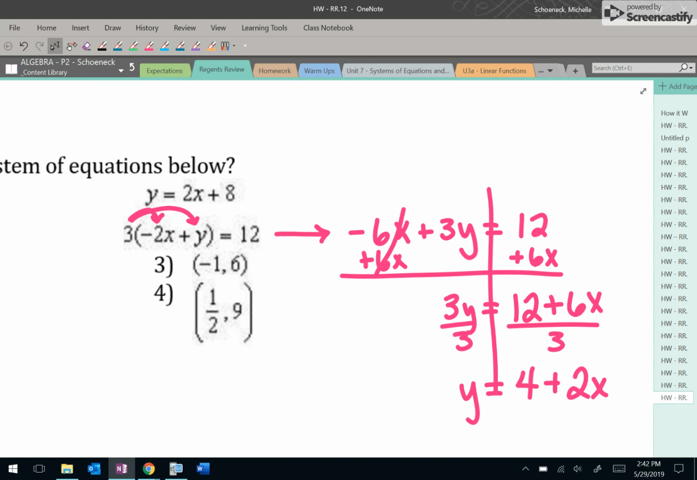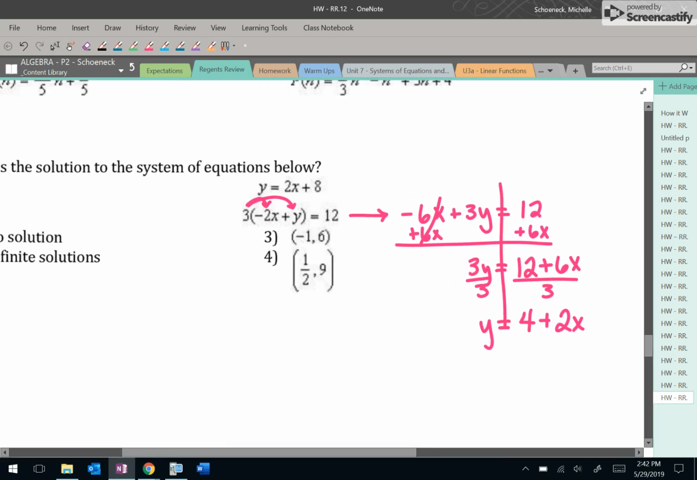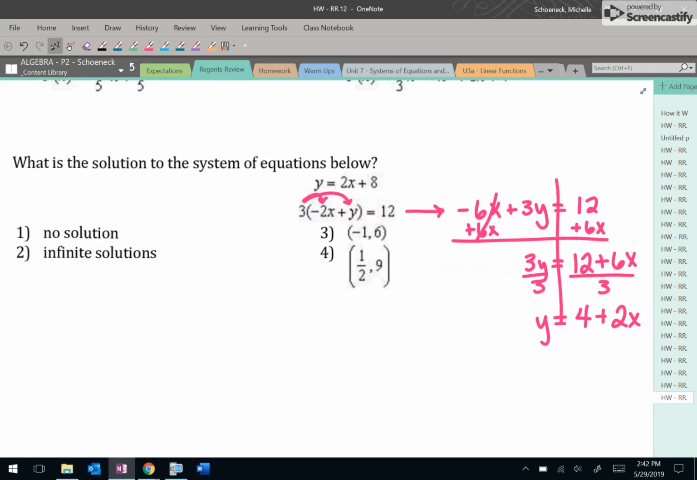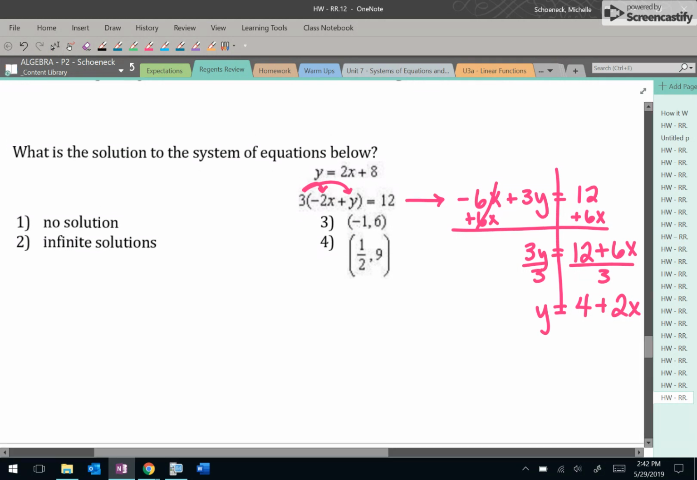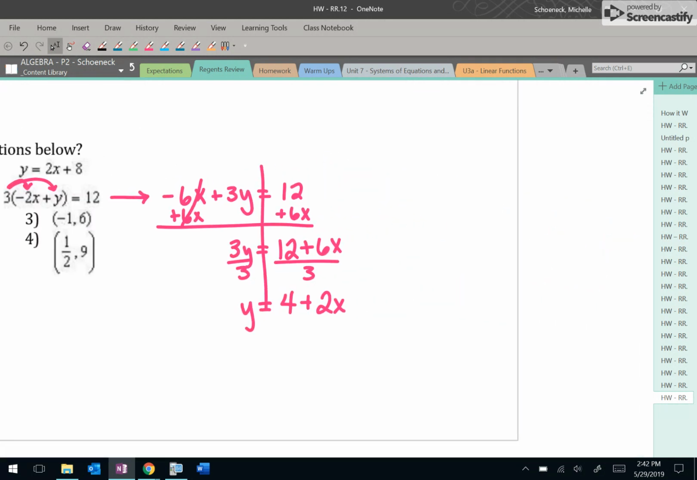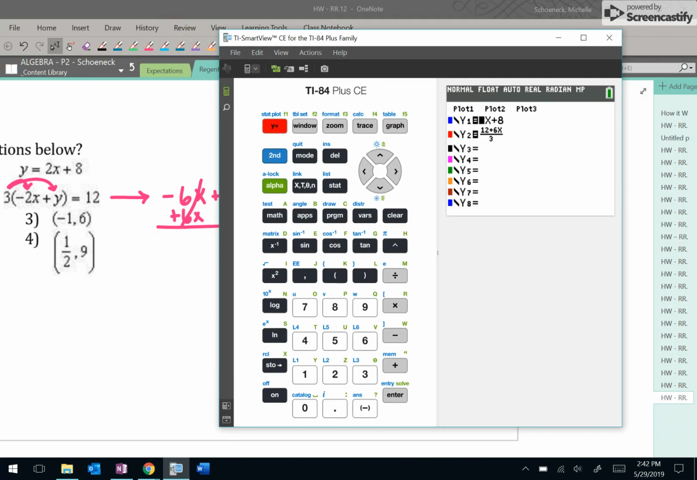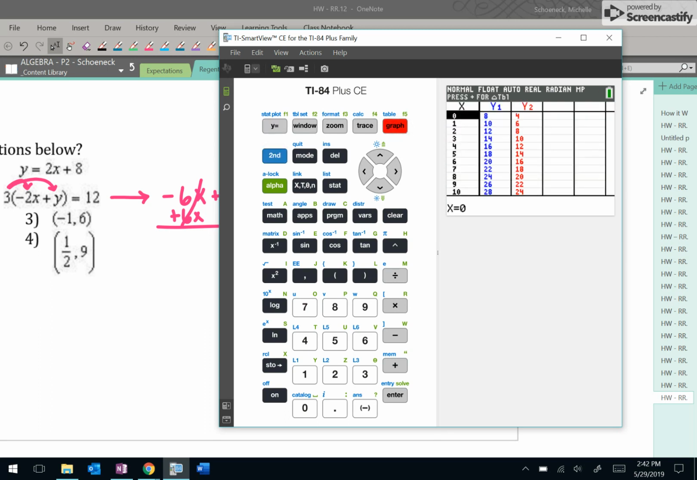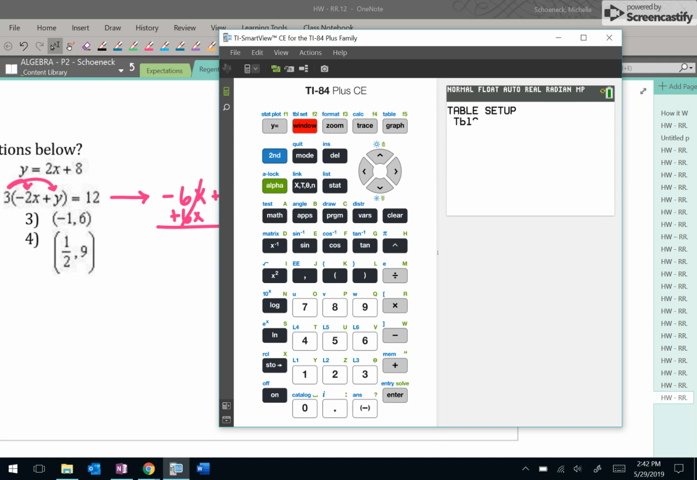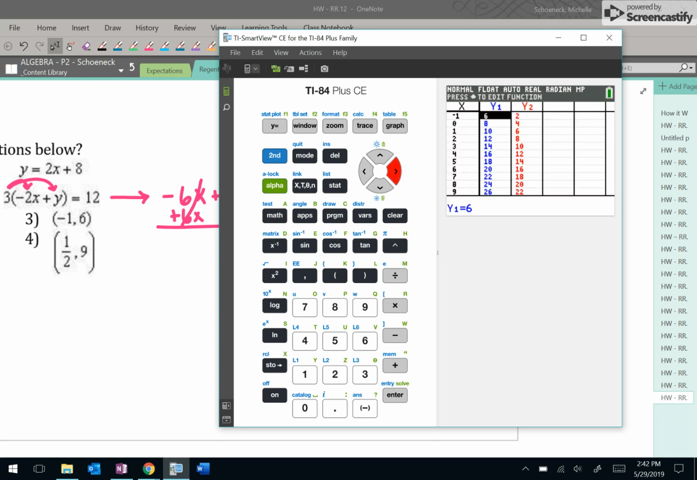Or we could put it in as a big fraction. All right. And what we want to check to see is when x is -1, is the y value 6? And when x is 1/2, is the y value 9? So we're going to type them both into our calculator. All right, and here we are. And I'm going to go to the table. And remember, when I wanted to start it somewhere specific, I'm going to do second table set. And I wanted to start it at -1. And let's go to the table and let's see if we get 6 for both answers.